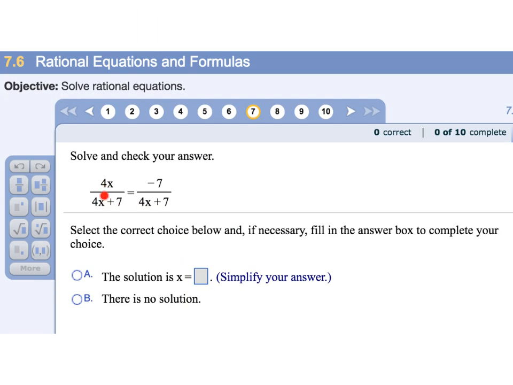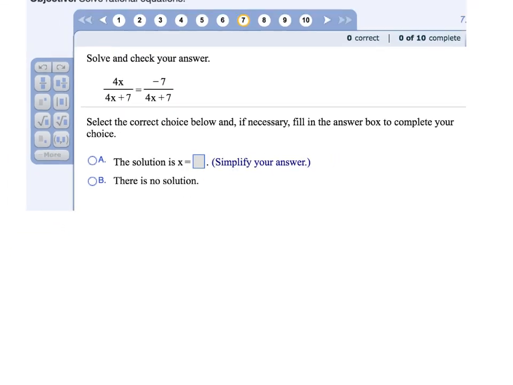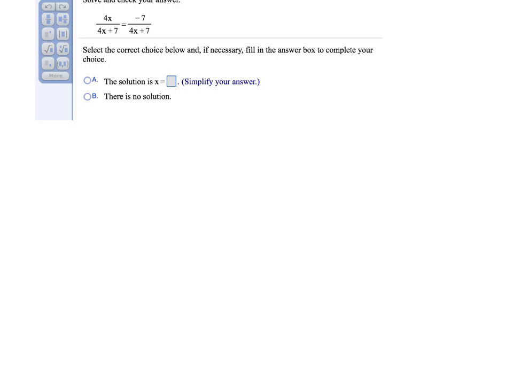And we still have one fraction equaling another fraction. So that means we can use the cross products method. So we've got 4x over 4x plus 7 is equal to negative 7 over 4x plus 7. But here's a really cool thing I want you to notice. It's kind of a shortcut. You get to use it every so often.